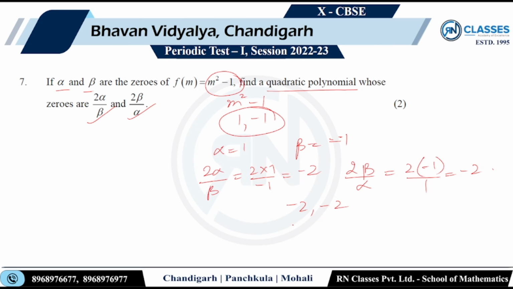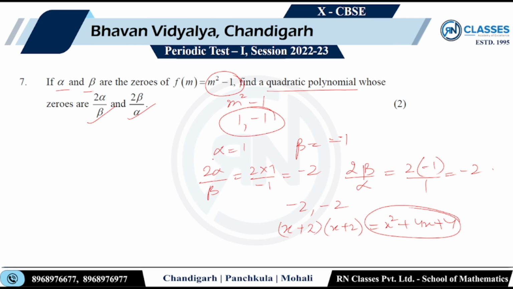So that means my polynomial is x plus 2 into x plus 2. So that is x square plus 4x plus 4. This is my quadratic polynomial.